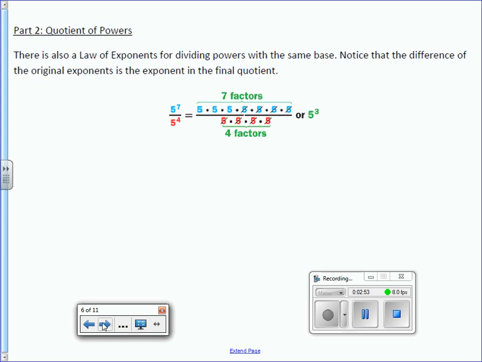Quotient of powers. There is also a law of exponents for dividing powers with the same base. Notice that the difference of the original exponents is the exponent of the final quotient. So we have 5 to the 7th in the numerator, which means I have 7 factors of 5. And in the denominator, we have 4 factors of 5, or 5 to the 4th power. Well, anything divided by itself is 1. So what happens is we've got 4 of these 5s that cancel out, and all I'm left with is 5 to the 3rd. So the shortcut method is to keep the base and subtract the exponents.